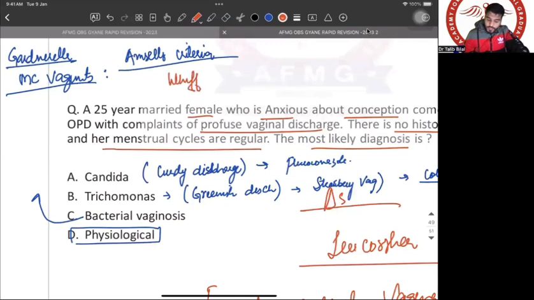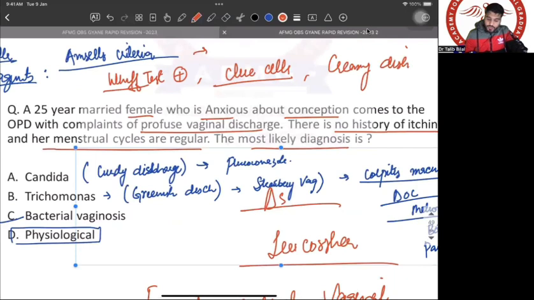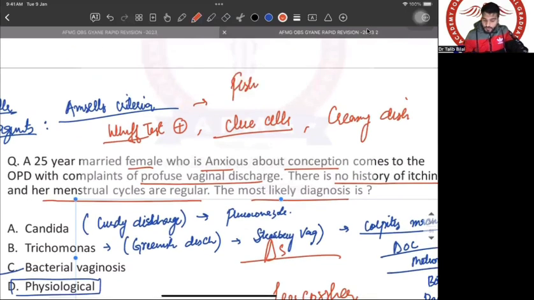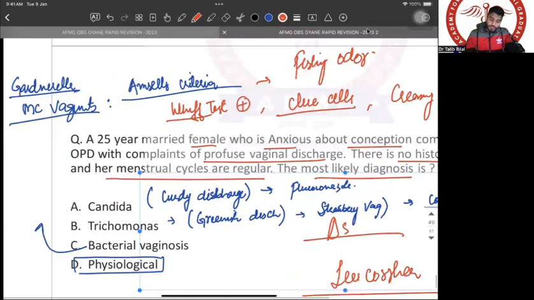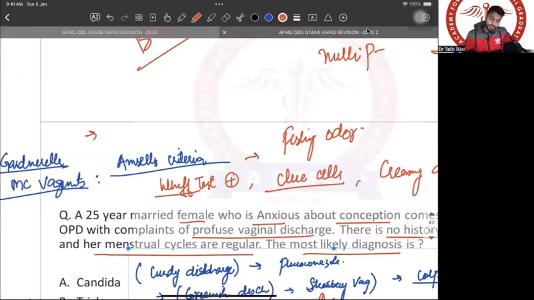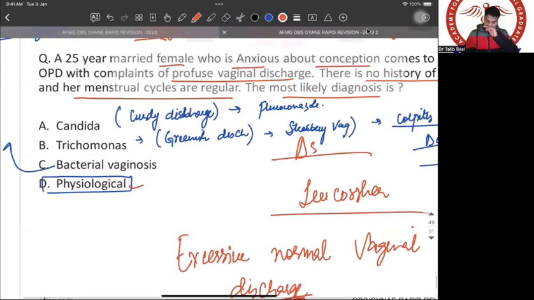What do I mean by Amsel's criteria, guys? Whiff test positive. We have clue cells. We have creamy discharge. And the last one, we have fishy odor. This is all about which criteria? Amsel's criteria. And the drug of choice for bacterial vaginosis is also metronidazole. So leukorrhea is physiological. Is that clear, guys? This question.